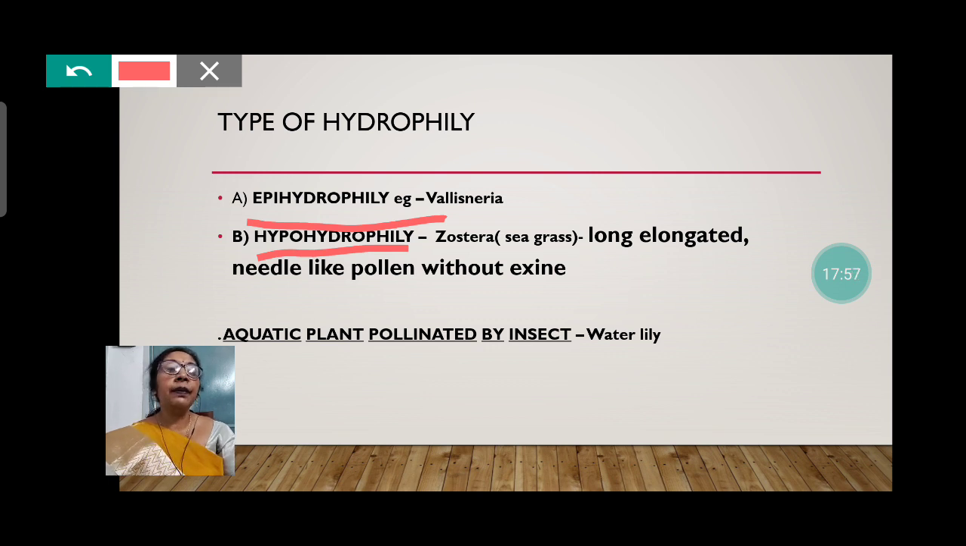Okay. Now I have given you one example of an aquatic plant which is not pollinated by water but by insects, that is the water lily. A question is asked: difference between the pollination of Vallisneria and the water lily. That's why I have discussed it.